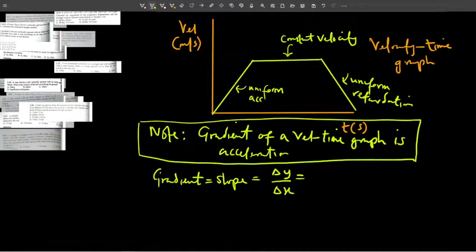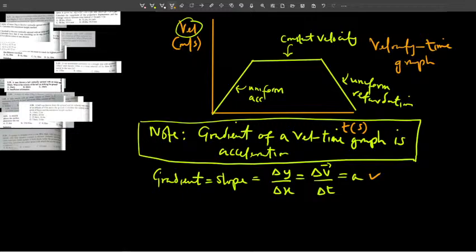Now, what is change in y? The y-axis is velocity, so I can say change in velocity over change in x, which is time, change in time. We just finished talking about some calculations on kinematics. What is change in v over change in t? Isn't that acceleration? That's correct. So, the gradient of a velocity time graph is acceleration.